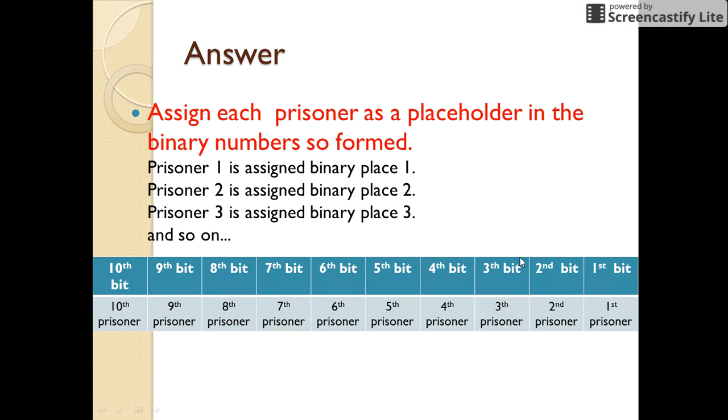Since we know that we would require 10 bits to represent 1000, we assign each prisoner as a placeholder in the binary numbers so formed. That is, prisoner 1 is assigned corresponding to bit 1. Prisoner 2 is assigned corresponding to the second bit, and so on. The 10th prisoner is assigned the place of the 10th bit. Think of it as the prisoners being numbered from 1 to 10 and representing the binary places.